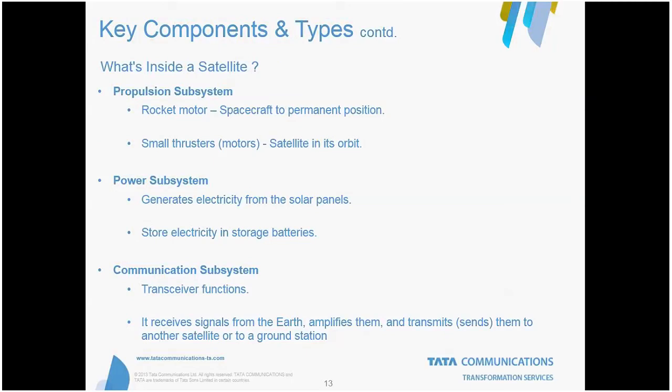Power subsystem. Any satellite requires electricity to operate. The energy from the sun is converted into electricity with the help of the photoelectric cells present in the solar array. And the energy is stored in the batteries. Batteries generally used are nickel hydrogen batteries. Power subsystem is a very important subsystem because if the solar panel is not deployed, then the machine is entirely lost.